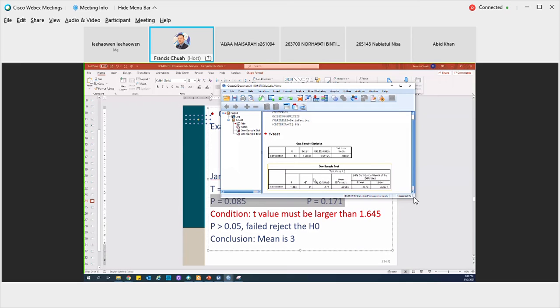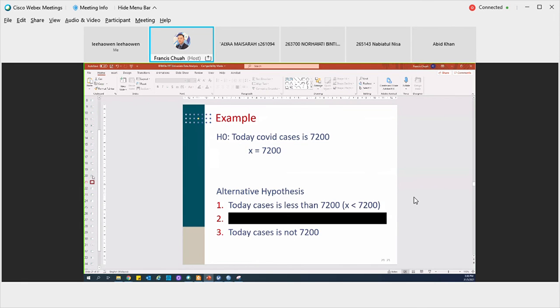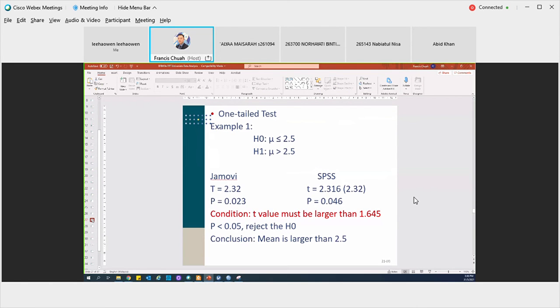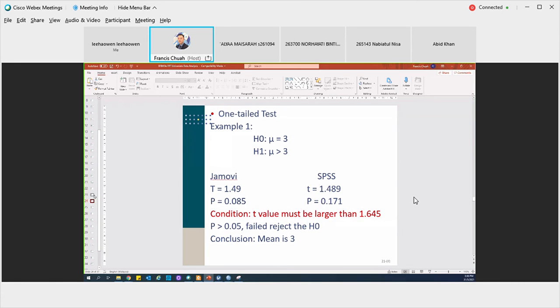It says here, right? All the analysis conducted by SPSS gives you a two-tail result. Okay, you can see it is a two-tail result. So what happens here is that if you use SPSS, but your hypothesis is a one-tail hypothesis, your p-value needs to be divided by 2.